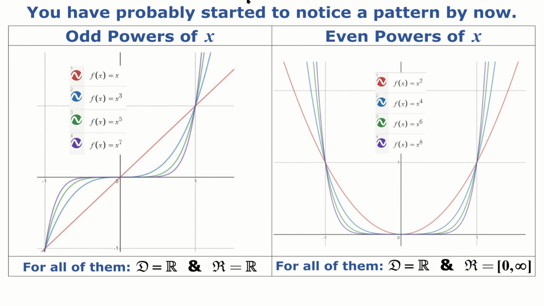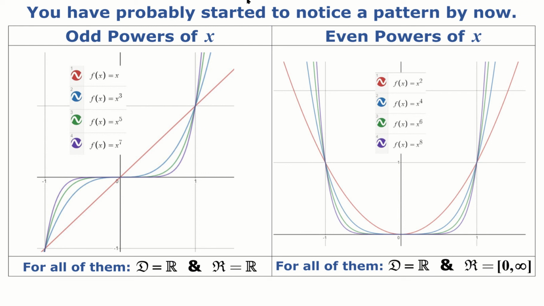Notice that when you have the odd powers of x, they're going to look like this, whether it's just x to the 1 or x cubed here in blue, or x to the 5. You see, they have the same general shape, except that, of course, as the odd numbers get larger, it becomes flatter and flatter close to 0.